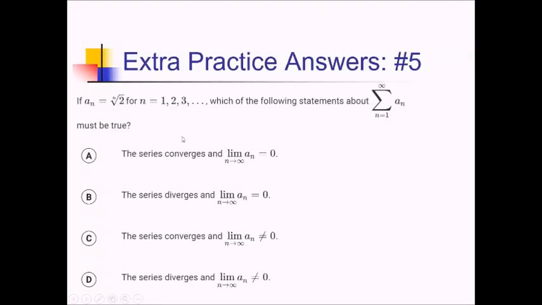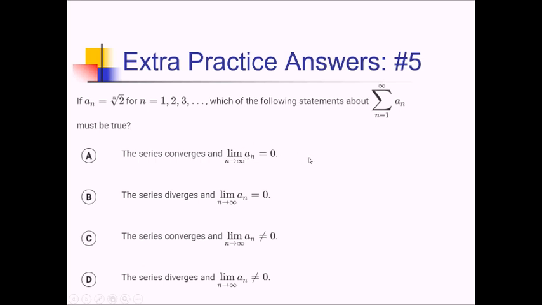For this one, we're given the nth term of some series as the nth root of 2, which is kind of interesting. And we want to know which of the following statements about this series has to be true. So there's a few of these that we can eliminate right away. This one, for example, choice C, the series converges and the limit of the nth term does not equal 0. Well, this automatically fails the nth term test, so we know C is not the answer. D could be the answer, and choices A and B also could be answers.